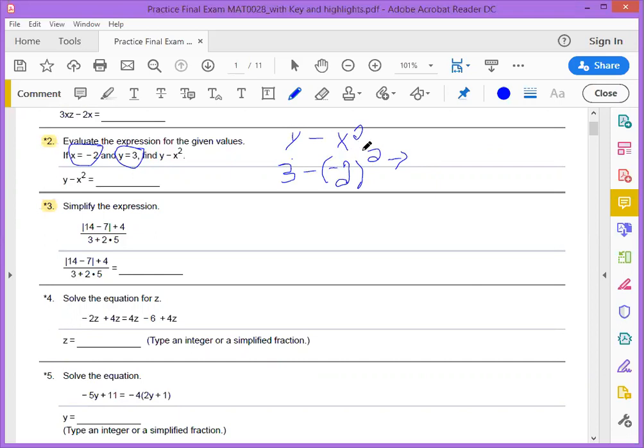So first let's look at our parentheses, (-2) squared. That means -2 times -2, or +4. So it becomes 3 minus 4. And 3 minus 4 gives us -1 as our solution.